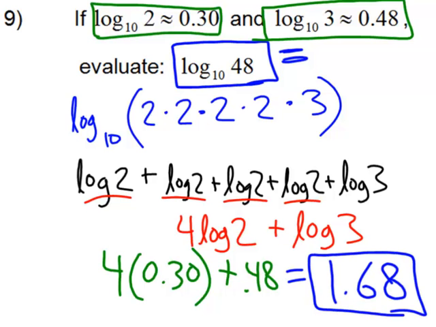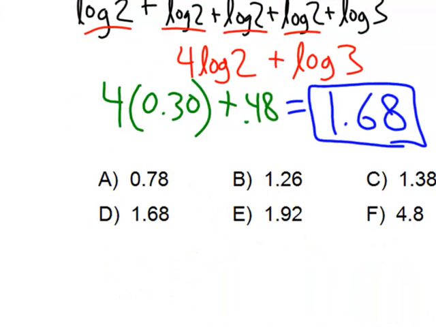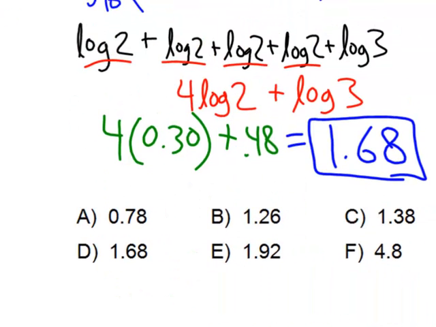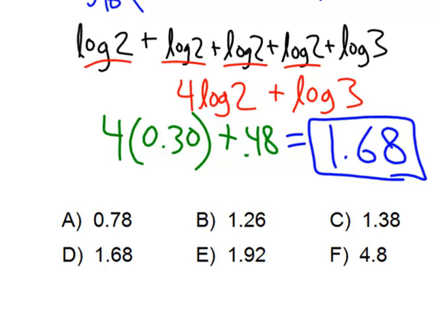Let's take a look at our answer choices. And we see that 1.68 is D. So there you have it. All right, let's go to the next question.